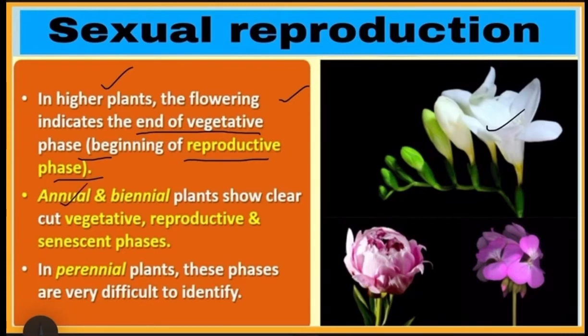एनुअल प्लांट्स वो होते हैं जो अपनी लाइफ साइकिल को 1 ईयर में कंप्लीट करते हैं एंड बाइनियल प्लांट्स वो होते हैं जिनमें लाइफ साइकिल 2 ईयर्स में कंप्लीट होती है. सो एनुअल एंड बाइएनियल प्लांट्स शो क्लियर कट 3 फेजेस. इन दोनों तरीके के प्लांट्स में आपको 3 तरीके की फेजेस दिखाई देंगे क्लियर कट: वेजिटेटिव फेज, रिप्रोडक्टिव फेज एंड सेनिसेंट फेजेस, और यू कैन से ओल्ड एज.